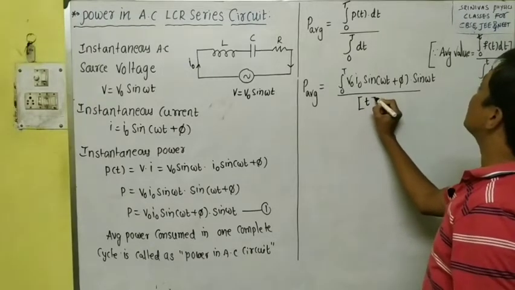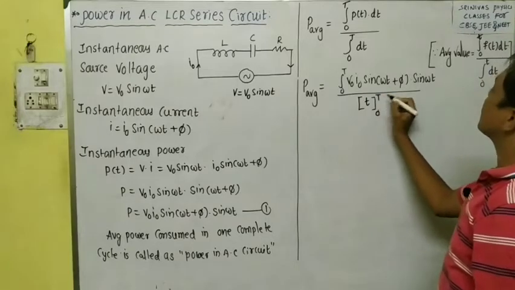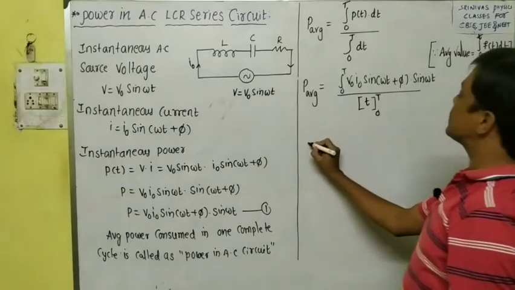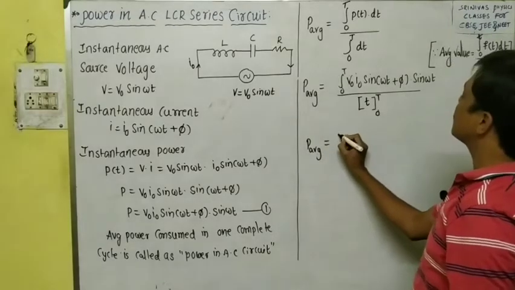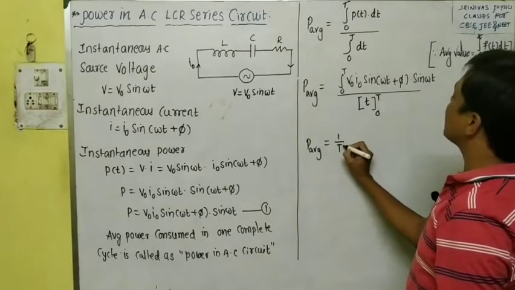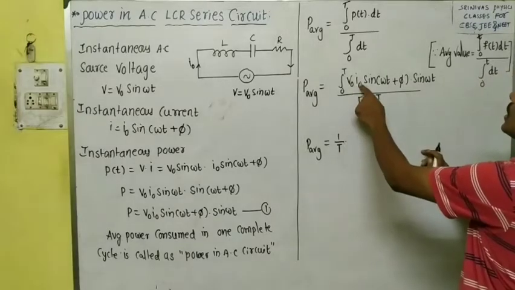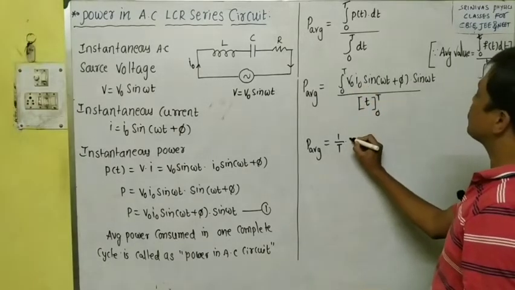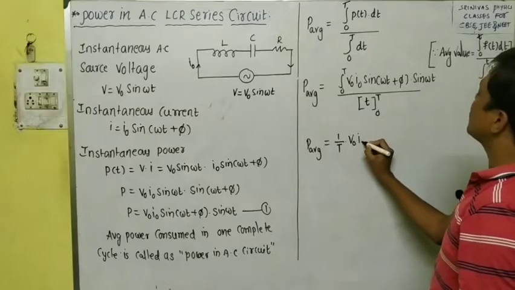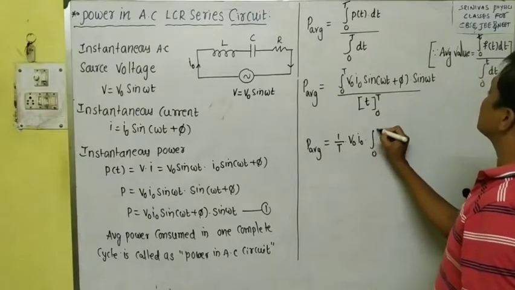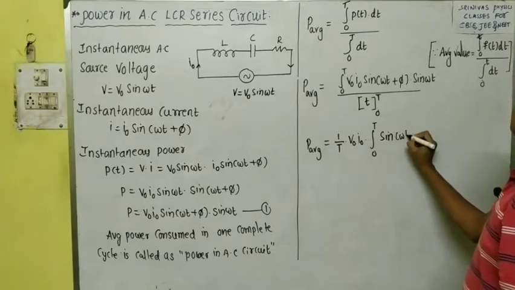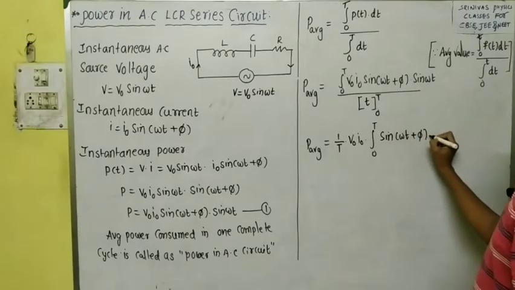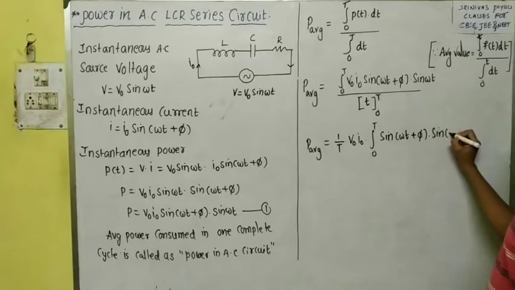Integration dt is t, the limits are 0 to capital T. When you substitute the limits here, we will get capital T, right? This capital T I will write outside, 1 by capital T, into this v naught I naught also I will write outside, v naught I naught, integration 0 to capital T. The remaining is sine of omega t plus phi into sine omega t we write.